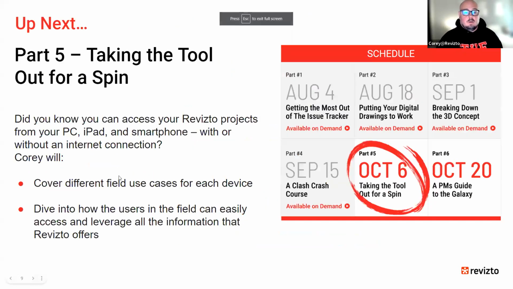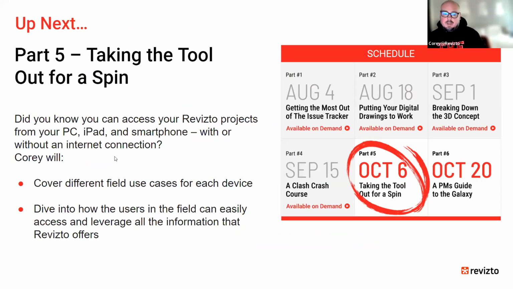All right, so part 5 is going to be mobile applications. We're going to be talking iPads and smartphones. That's on October 6th, so not in 2 weeks, in 3 weeks. I will not be in town that day, which is why we're not doing it in 2 weeks. I'll be on a flight to Philly going to the NECA conference. But we're going to cover different field use cases for each device and then dive into how they can leverage information in different ways.